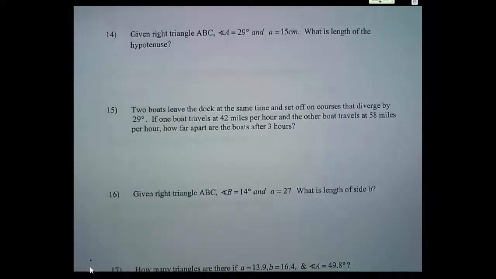Given the right triangle ABC, angle A is 29 and side A is 15. What's the length of the hypotenuse? Because it's a very, very easy problem. Okay? Draw a triangle first for me. Draw a right triangle. I want to know the length of the hypotenuse. Guys, can I use law of sine for this problem? Do I have an angle and a matching side?